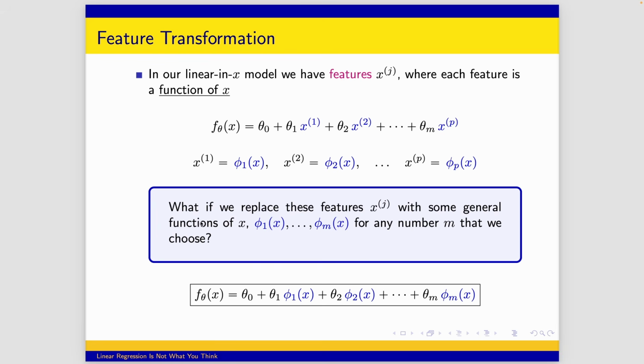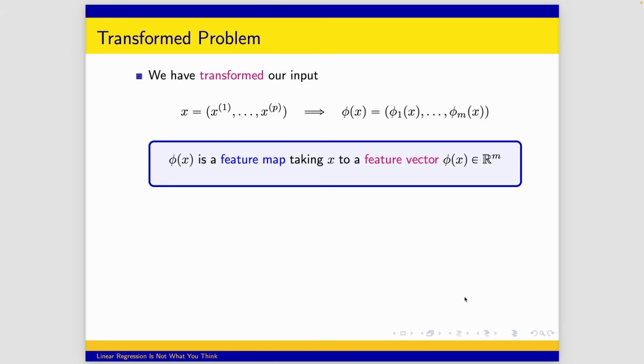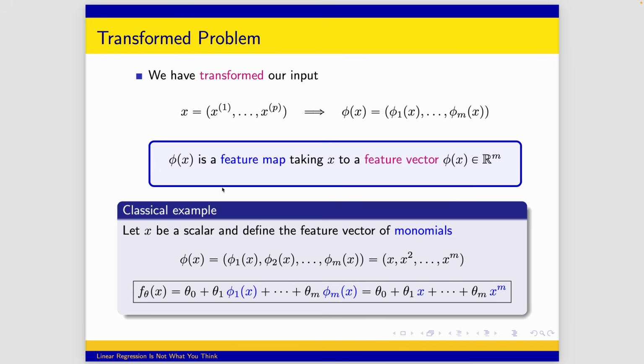Now, the key thing to note here is that this is still linear in the parameters. It doesn't matter what these functions are, whether they are linear or non-linear. It's still linear in the parameters. Now, essentially what we've done, and I'll come back to this in the last slide, is transform our input, which was this, into a new input, which is a vector of these functions. Let me call that phi of x. And phi of x is actually a feature map. It takes an input x and gives us a feature vector phi of x with m components. It lies in R^m.